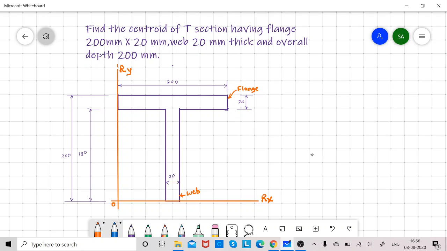Next step is to divide the figure into regular figures. As this is a T section, I am going to divide it into the top rectangle, that is 200 by 20, and the bottom web rectangle, 20 by 180. I will call the flange part as 1 and the web part as 2.